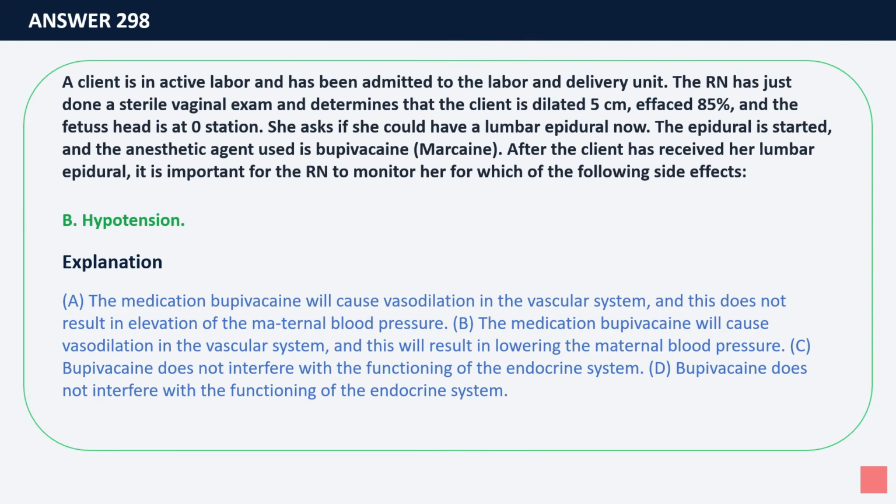Answer: B. Hypotension. Explanation: A. The medication bupivacaine will cause vasodilation in the vascular system, and this does not result in elevation of the maternal blood pressure. B. The medication bupivacaine will cause vasodilation in the vascular system, and this will result in lowering the maternal blood pressure. C. Bupivacaine does not interfere with the functioning of the endocrine system. D. Bupivacaine does not interfere with the functioning of the endocrine system.